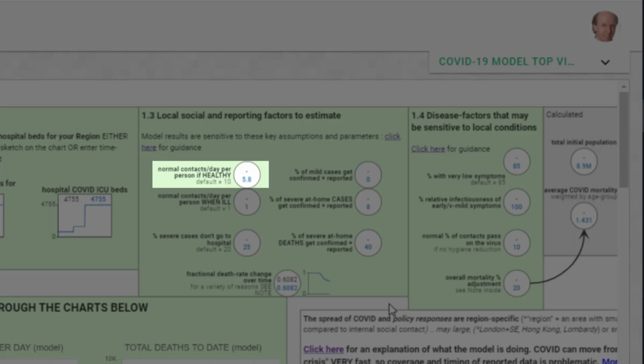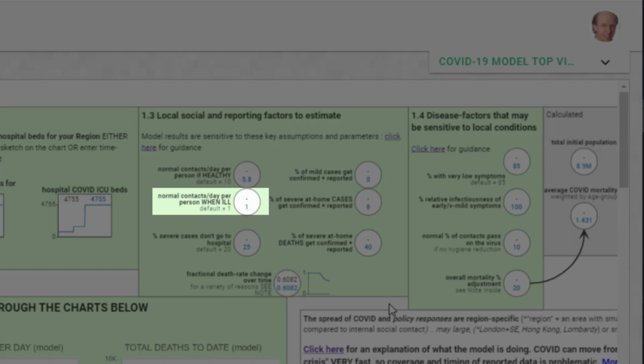Now that number concerns contact rates when people are healthy, and if people continue with the disease with no symptoms or very, very mild symptoms, they will likely just carry on with that normal contact rate unless they reduce that rate, either because people generally are being more careful or because of enforced social distancing.